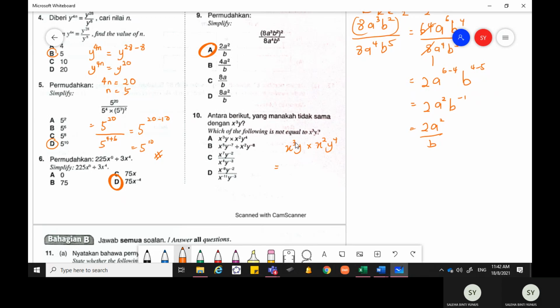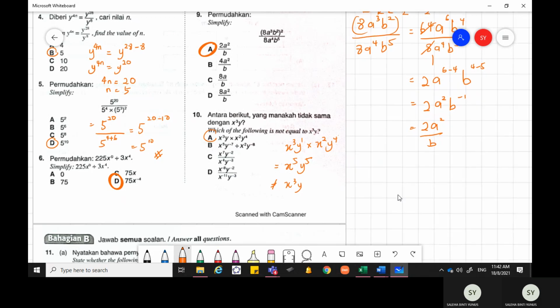So kita ada x cube and x squared. Okay, x cube dengan x squared. So 3 plus 2 will be 5. Y dengan y. So y ni walaupun tak nampak power dia, sebenarnya dia power 1. Okay, so 1 plus 4, 5. So obviously jawapan dia adalah A. Tak payah check yang lain. Okay, so does not equal to x cube y. Okay, itu untuk soalan objektif.